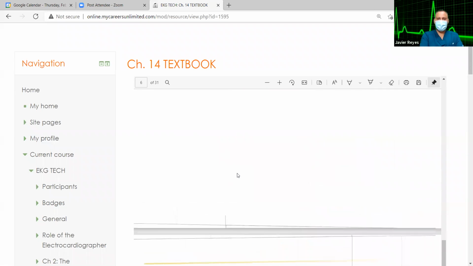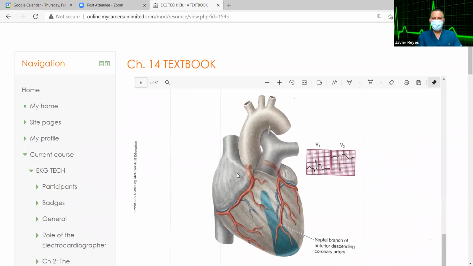So wait, I have a question. For an incomplete occlusion, how do you see it, or do you not see it? You don't see ST elevation. You might have the symptoms, and that's the only way you would know. Okay.